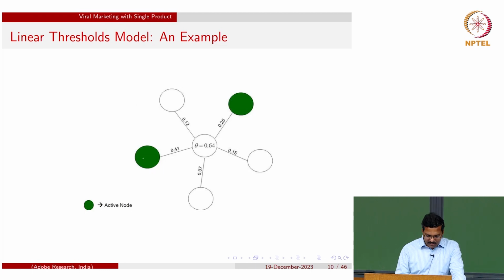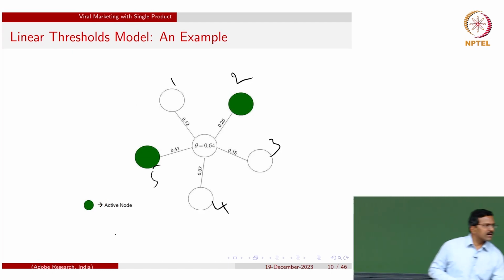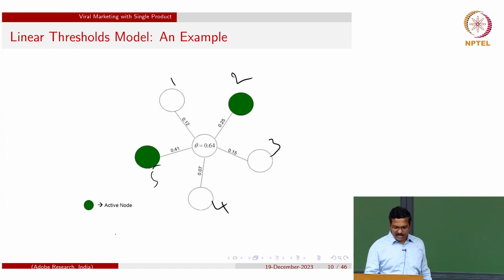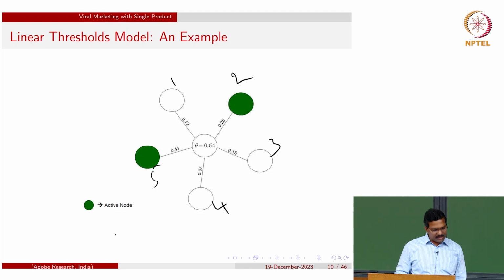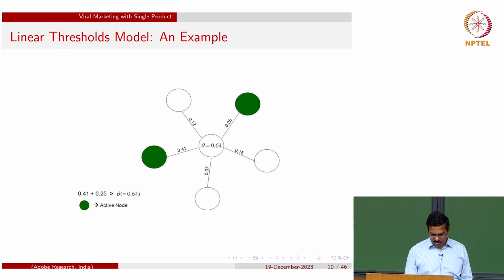For some reason, if my fifth and second friends buy the product, and any person can influence only after buying the product, that is the assumption. So the fifth and second friends bought the product and they became active. Whenever somebody buys the product, we call it active, otherwise inactive, just nomenclature. If they become active, they influence me, and if the sum of their influence scores is above the threshold, I become active. So this is called time period T1.